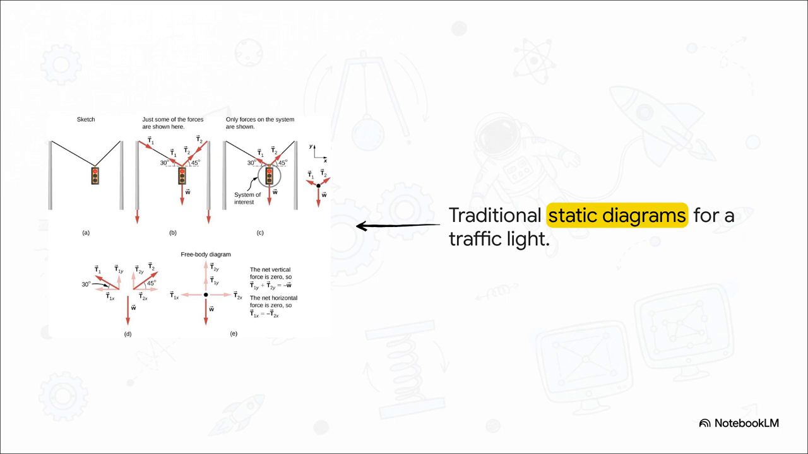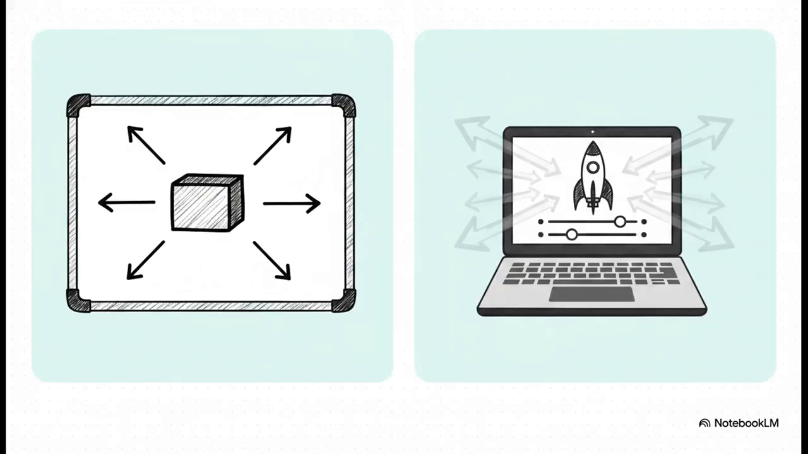Staring at these complex fixed arrows, like tension vectors pulling up at weird angles and the weight vector pulling straight down, it makes it incredibly difficult to visualize how these forces are interacting dynamically. You have to break the forces down into X and Y components entirely in your head. It's exactly why the old static textbook method can be so incredibly frustrating. And this is exactly why the virtual lab revolution is such a game changer for modern mechanics.